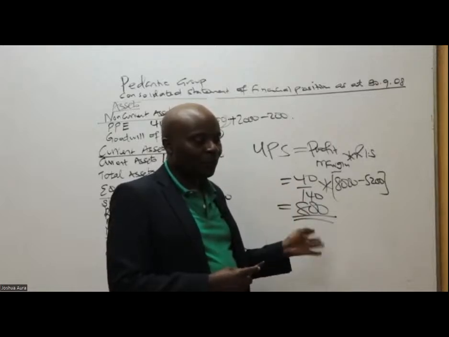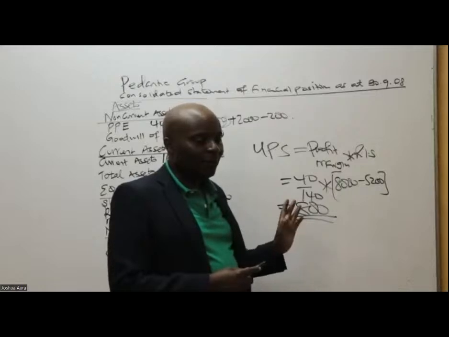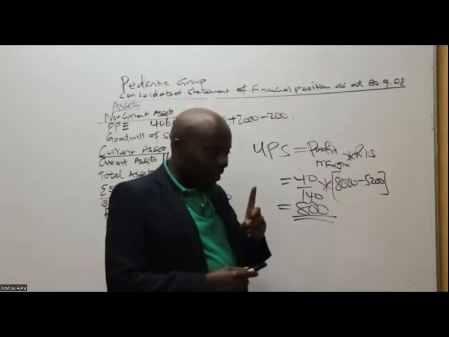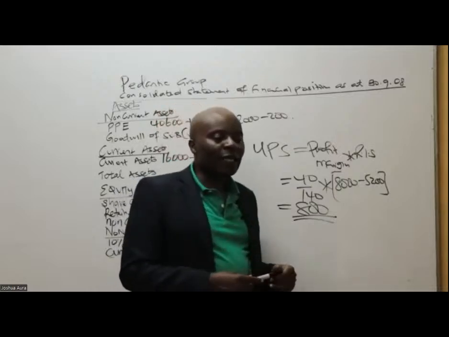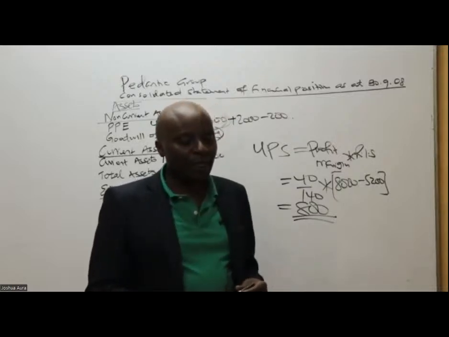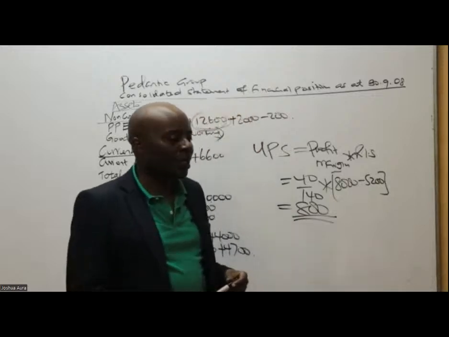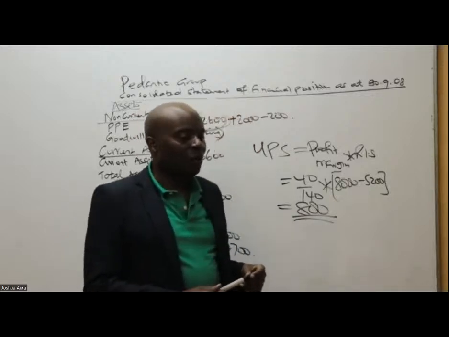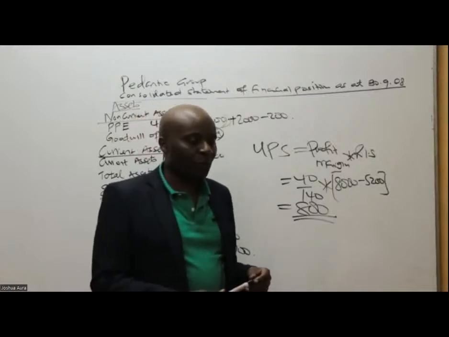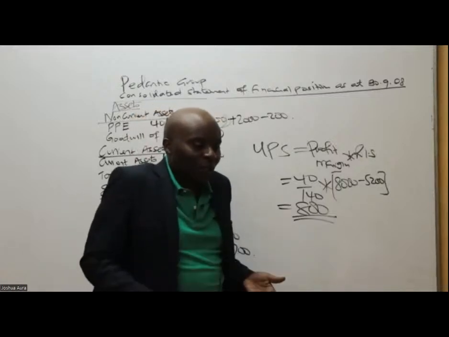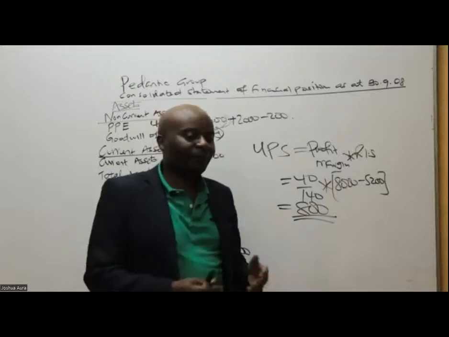Write there that UPS is never time apportioned. Don't ever apportion UPS. And once we have gotten this UPS, could you kindly tell me the accounting treatment? In the group statement of financial position, how should I treat UPS?